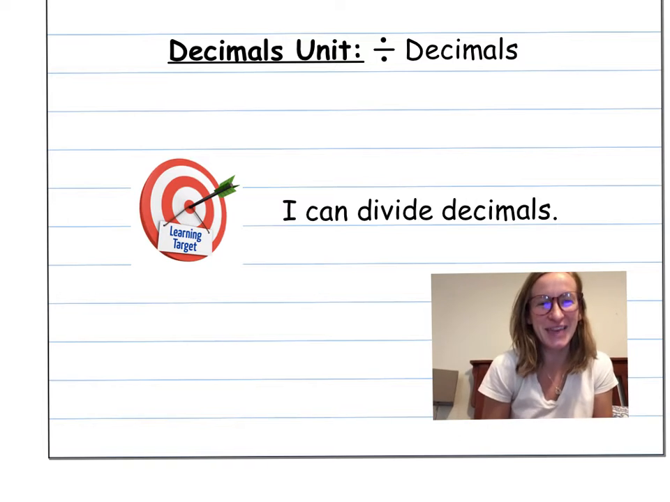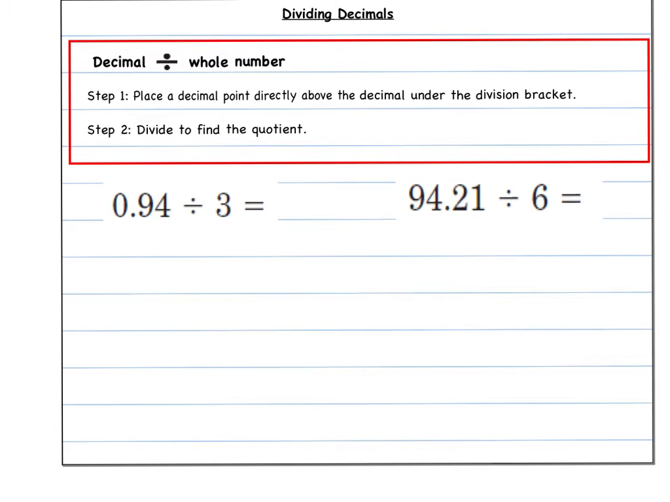First things first, you are going to write down the steps for what we do if we are dividing a decimal number by a whole number. That's different than what we're going to see on the next slide. So think first, step one you're going to write down is we are going to place a decimal point directly above the number under the division bracket. Step two is we are going to divide to find the quotient.